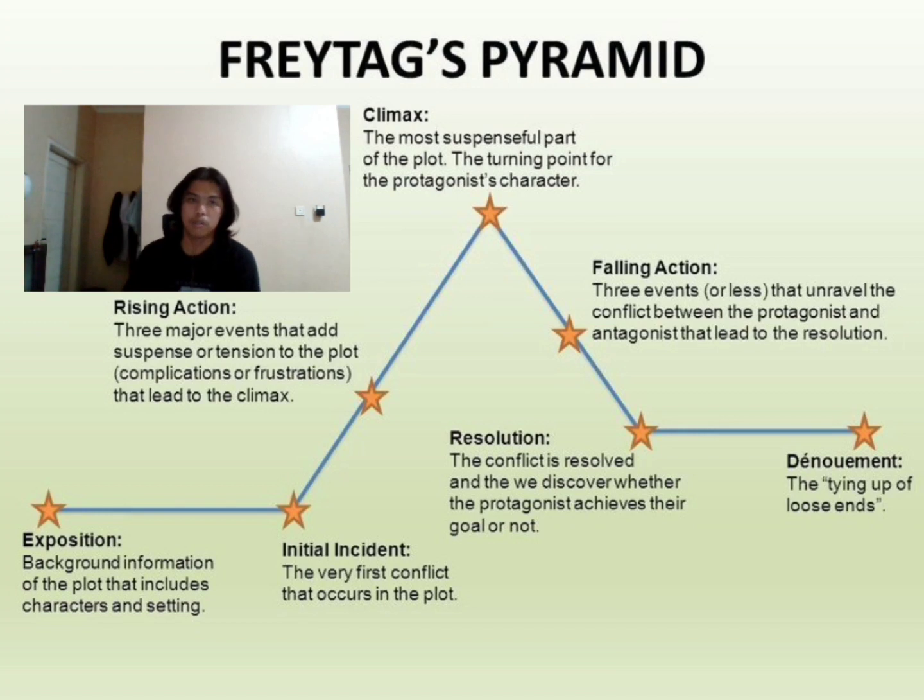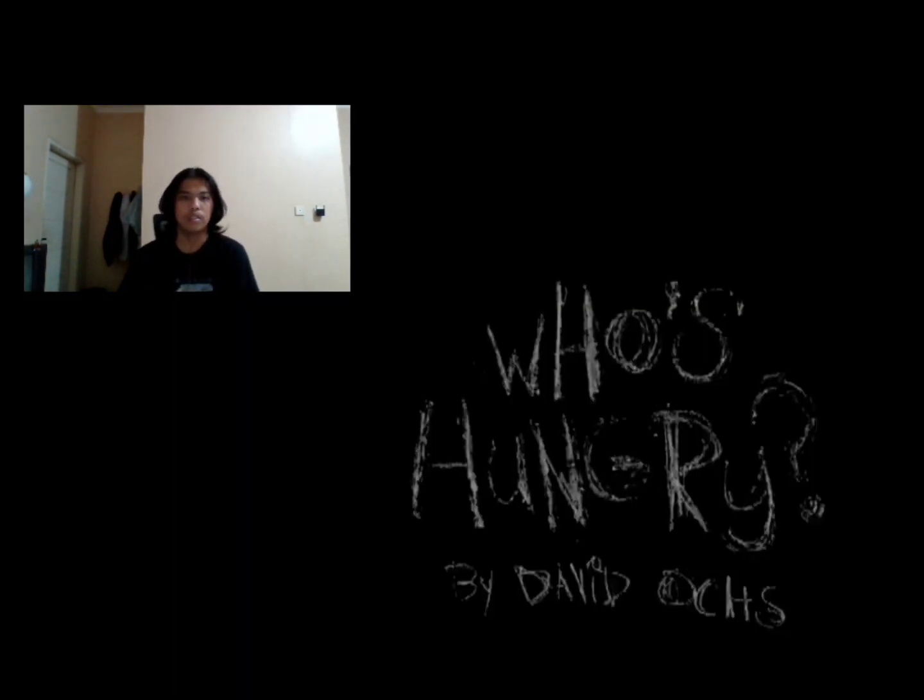These two halves create a pyramid or triangle shape containing six dramatic elements: exposition, rising action, climax, falling action, resolution, and denouement or catastrophe. And here I will give an example by reviewing a short animated film entitled Who's Hungry by David Oates.